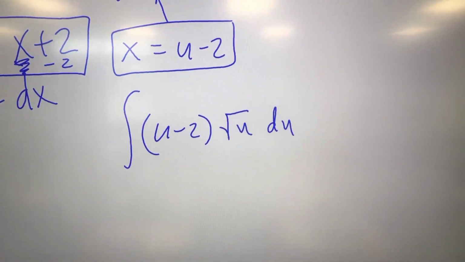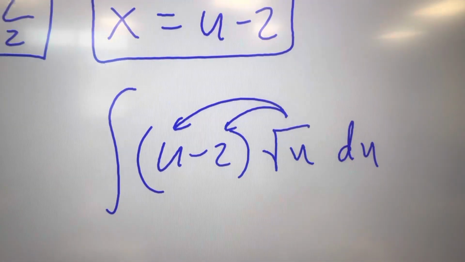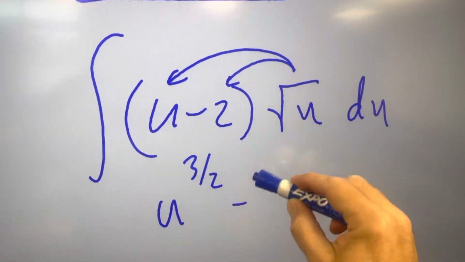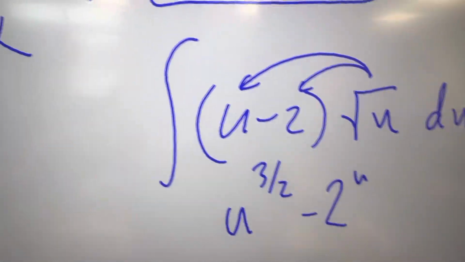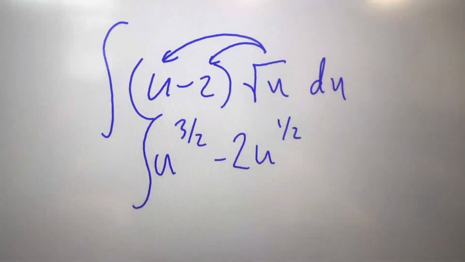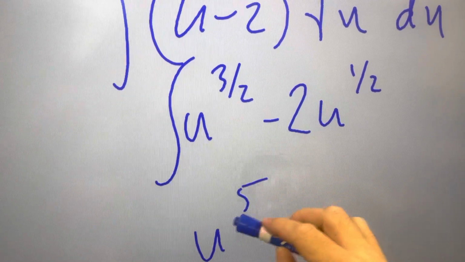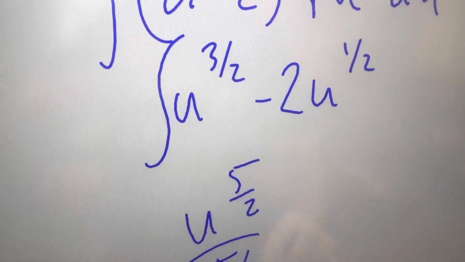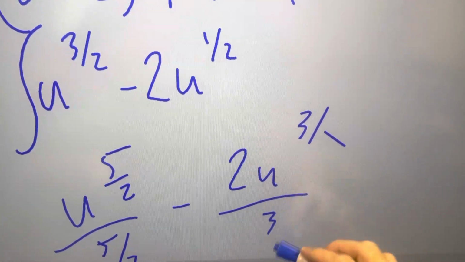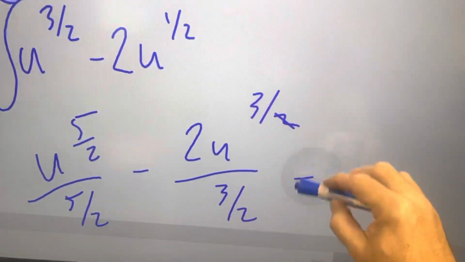Interesting. So I can't really do that yet until I distribute this. And so we're going to distribute it, and that becomes u to the 3/2 minus 2u to the 1/2. And now let's integrate it by adding a power, divide by a new power. U to the 5/2 over 5/2 minus 2u to the 3/2 over 3/2. And now I'm going to put a little plus constant on there.